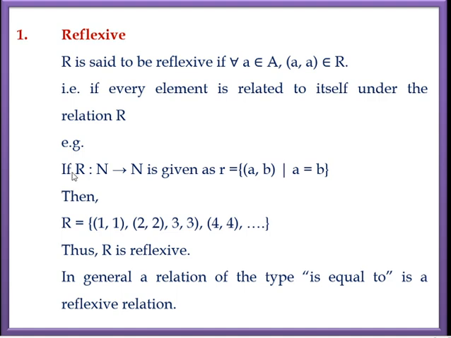For example, if R is a relation from N to N, what does that mean? The domain is the set of natural numbers, and what is the codomain? It is also the set of natural numbers. Given the relation R, the set of ordered pairs (a, b) such that a equals b, what is relation R? (1, 1), (2, 2), (3, 3), (4, 4), etc. Clearly R is reflexive. So in general we can say a relation of the type 'is equal to' is always a reflexive relation.